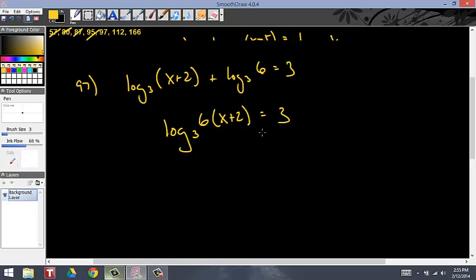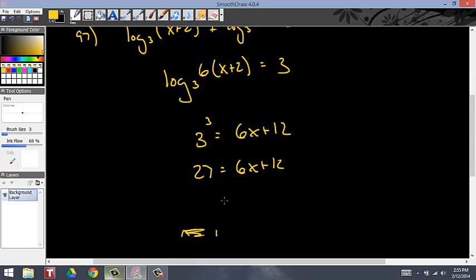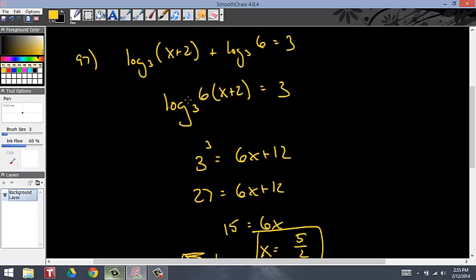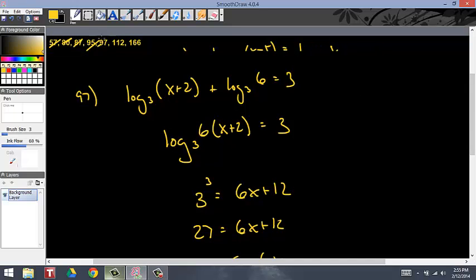What do I do when I'm stuck? I don't have a logarithm over here to cancel out, so what do I do when I'm stuck? Matthew? Change forms. 3 to the third equals 6x plus 12. 27 equals 6x plus 12. Minus 12 from both sides. I believe this is 15. Equals 6x. X equals 15 over 6. They both divide into 3, so that's 5 over 2. Check your answer just in case. It works, it works. Good. That was 97. 112.